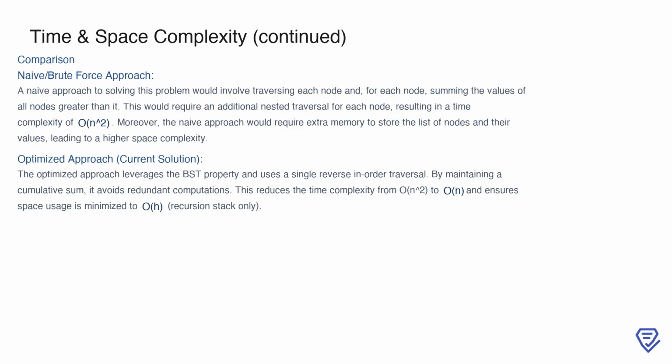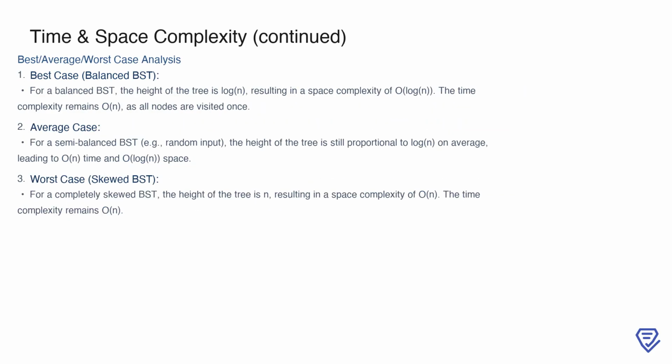In contrast, the optimized solution leverages the inherent properties of the binary search tree. By performing a single reverse in-order traversal and maintaining a cumulative sum, it avoids redundant computations entirely. This results in a significantly improved time complexity of O(n), and minimizes space usage to O(h), with memory being limited to the recursion stack. This clear optimization demonstrates why the current solution is both faster and more memory efficient, especially for larger trees. Now, let's analyze the best, average, and worst-case scenarios for the algorithm.